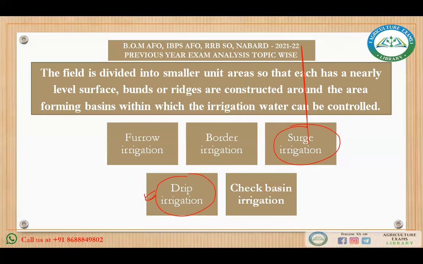And you can see that check basin irrigation is the most common method of irrigation. Here the field is divided into smaller unit areas so that each has a nearly level surface. In the check basin method, rainfall can also be conserved, soil erosion is reduced, and there is high water application. This method is more suitable for fields with a slope of up to 3%.